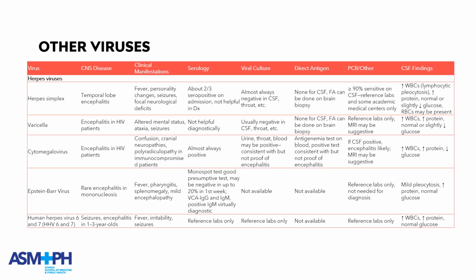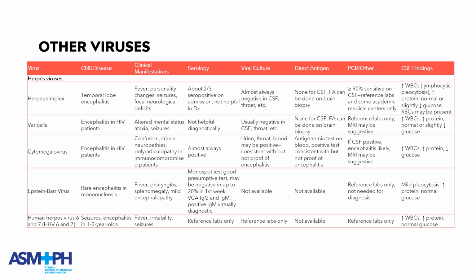So your other viruses. Other herpes viruses besides herpes simplex, that's what we discussed. Varicella zoster can cause encephalitis in HIV patients. It will present with altered mental status, ataxia, seizures, and usually negative CSF viral culture. CSF findings will show increased WBCs, increased protein, and normal or slightly decreased glucose.